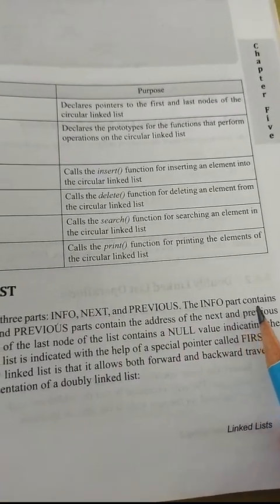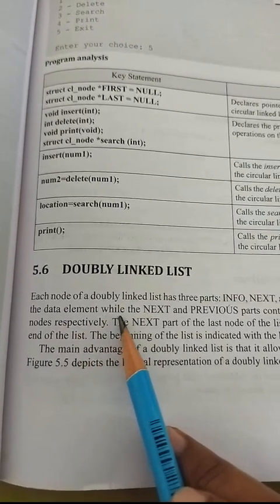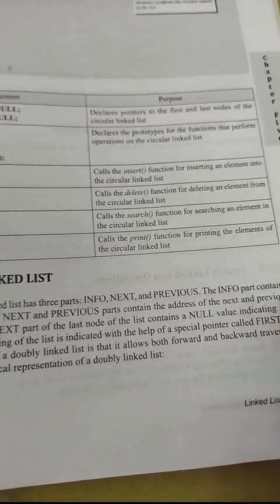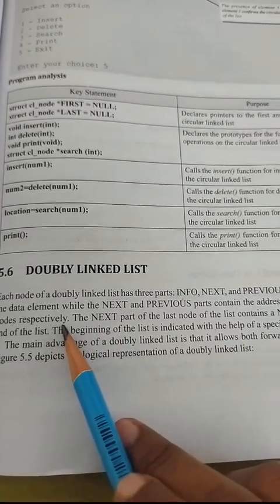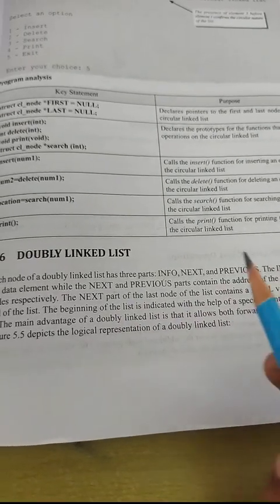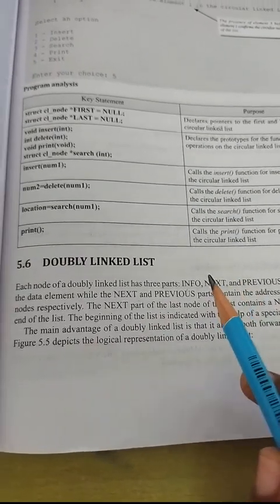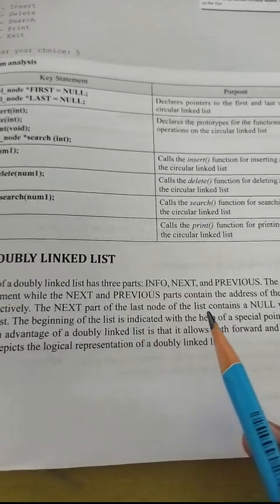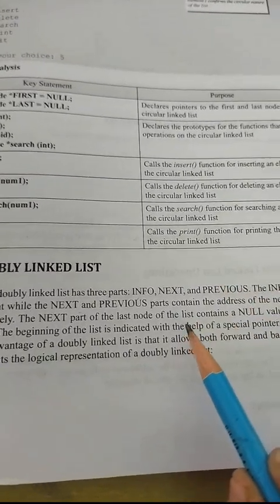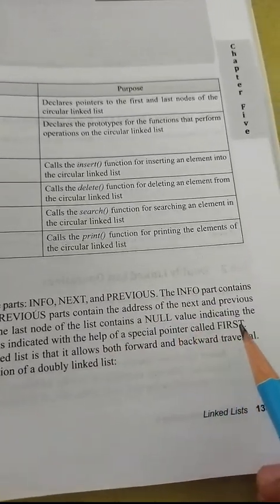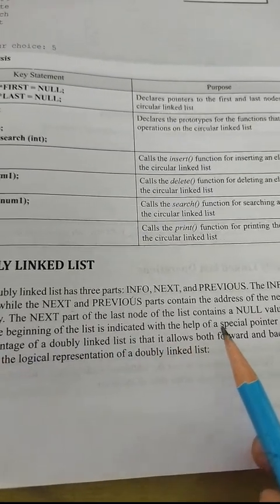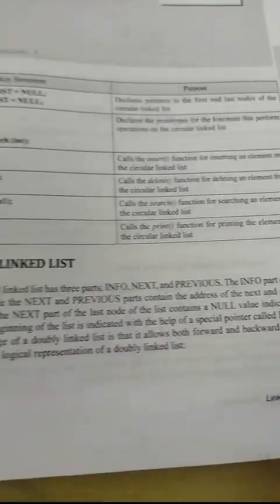The info part contains the data element, while the next and previous parts contain the address of the next and previous node respectively. So next part will contain the address of the next node, previous part will contain the address of the previous node. The next part of the last node of the list contains a null value, indicating the end of the list. The beginning of the list is indicated with the help of a special pointer called first.